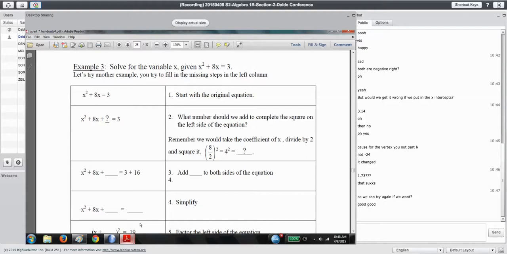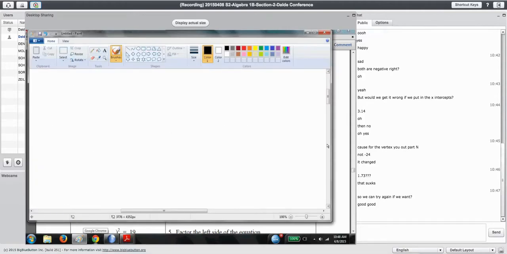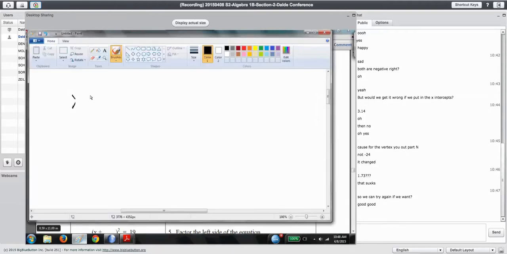All right, so let's try this one. Example number 3. We're kind of getting back into that complete the square mode. What we want to solve is this problem right here: x squared plus 8x equals 3. You got it?